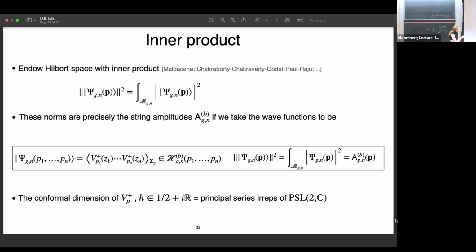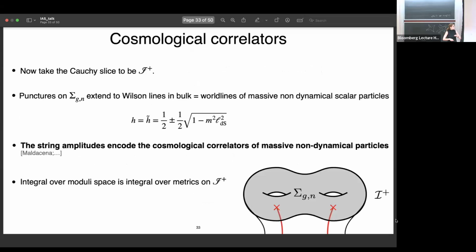But this expression already looks incredibly similar to something that we've seen before. If you take the wave function to be this correlation function of Liouville theory, which exactly had the right central charge, 13 plus iλ, and all the punctures had conformal dimension 1/2 plus iλ, and you take this wave function to be spanning this Hilbert space, then the norms of these correlation functions are nothing else than the string amplitudes. And now let's take this Cauchy slice in dS3 to be infinite future, scri plus.